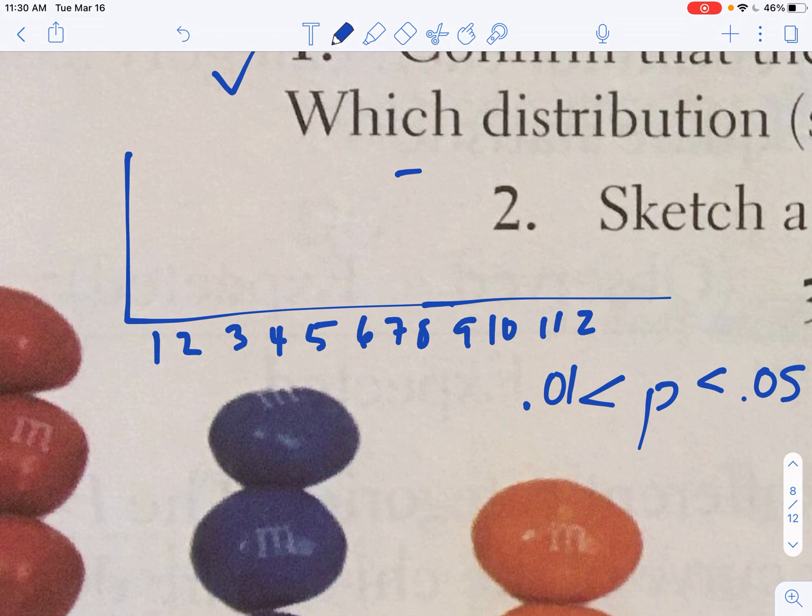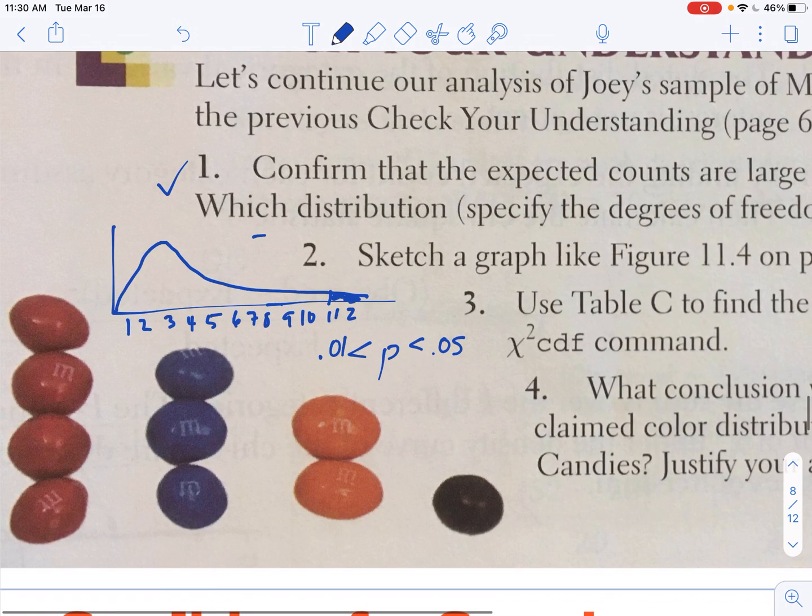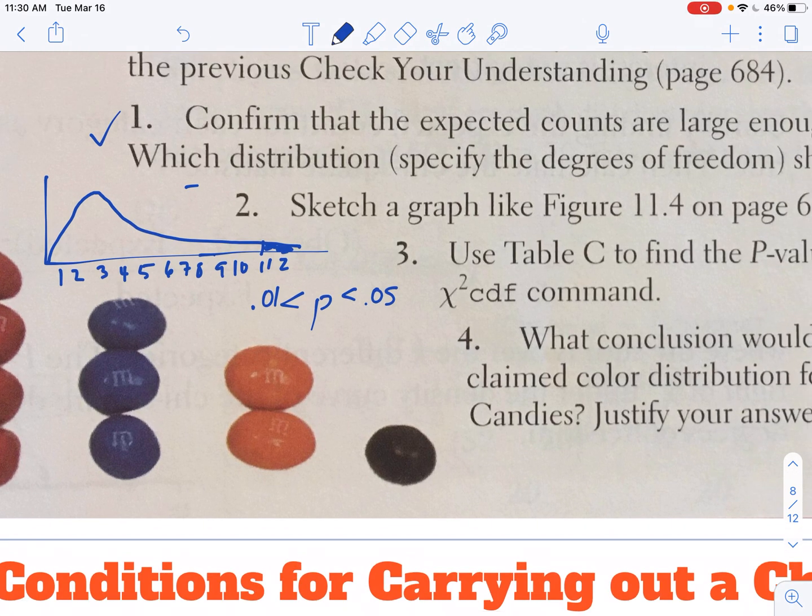So since this is 5 degrees of freedom, its peak is going to occur at 3, and then it's going to come down and start tailing out. So this is what it would look like. This is where the area of my graph would be right here. We found out that my p-value is between 0.01 and 0.05.